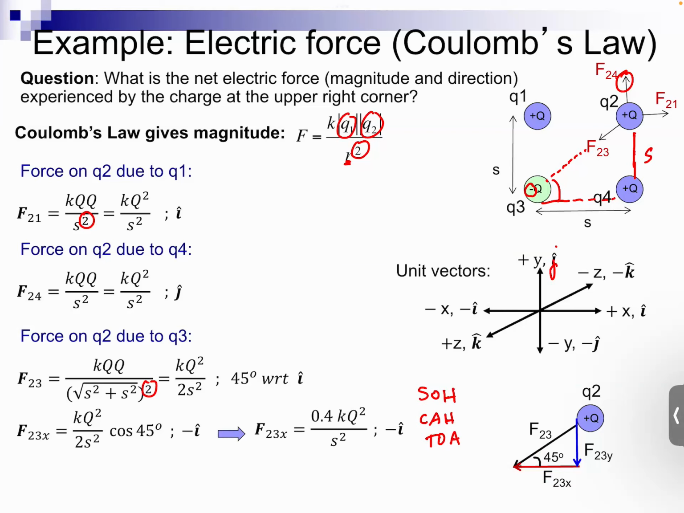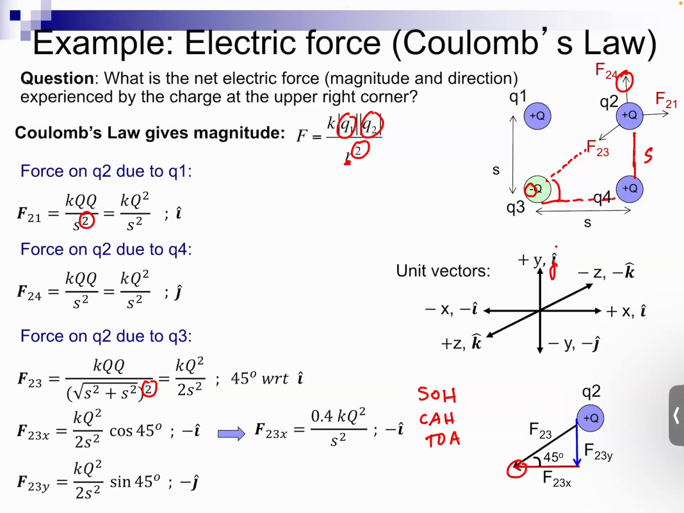So you can simplify this. Cosine 45 divided by 2 will give you 0.4. And the direction, of course, will be the direction of the X component of your diagonal vector, which is pointing to the left, hence negative i hat.